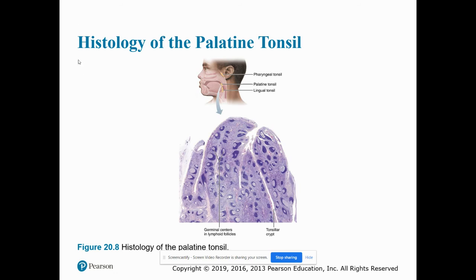So this would be an example of a tonsil, and we have these germinal centers, and then the invagination. Sorry about that. The invagination is a tonsillar crypt.